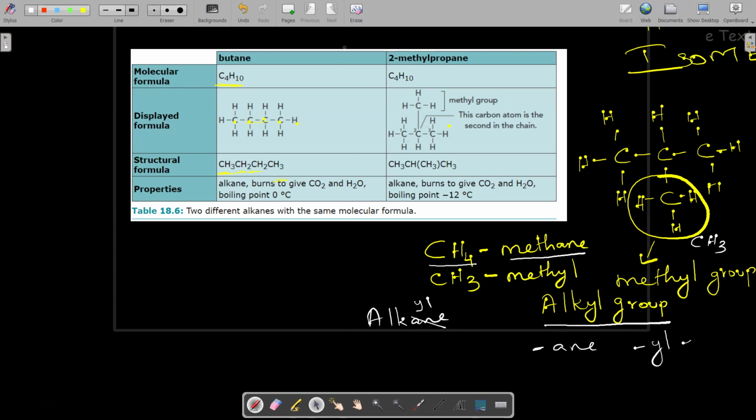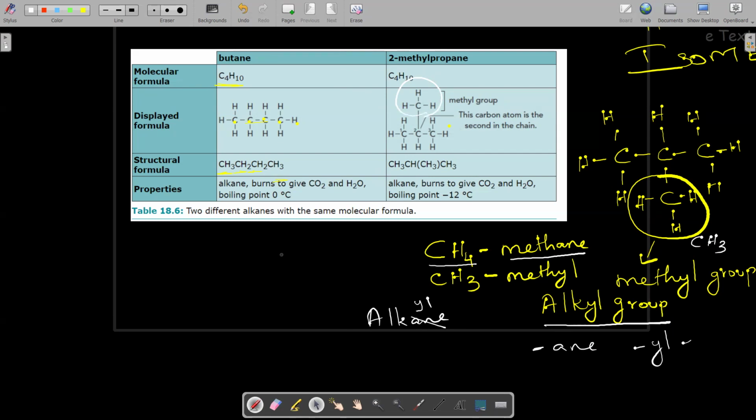a compound. So in this case, 2-methyl propane, how did you get that name? So the first thing is the side chain. The side chain is methyl. So alkyl groups are, okay, now we call this the methyl group.